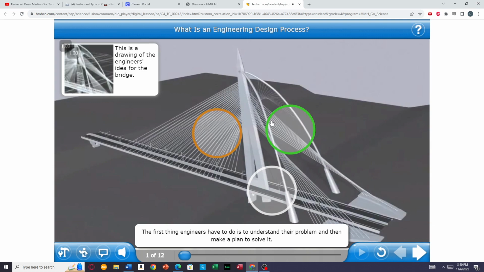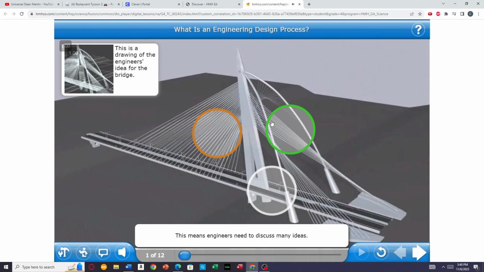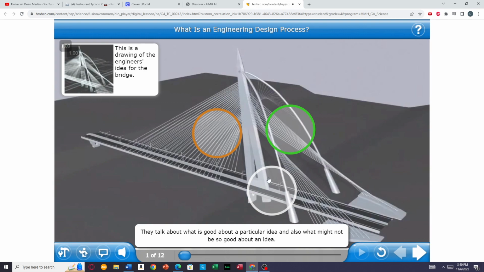The first thing engineers have to do is to understand their problem and then make a plan to solve it. This means engineers need to discuss many ideas. They talk about what is good about a particular idea and also what might not be so good about an idea. Once the engineers have decided on an idea they would like to try, they make a drawing of it.